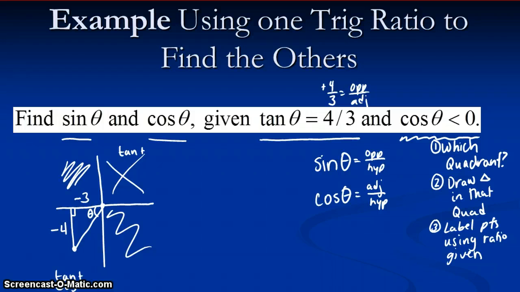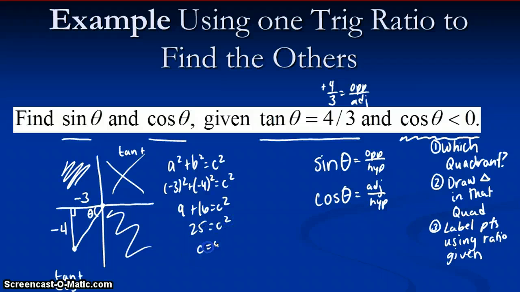Once I know two legs of the right triangle, like we talked about in the previous example, we're going to use the Pythagorean theorem. a squared plus b squared equals c squared, where my legs are -3 squared and -4 squared equals c squared, 9 plus 16 equals c squared, 25 equals c squared, and so c equals 5. Some of you may have been able to do this example without the Pythagorean theorem, and maybe you remembered that there is such a thing as a 3, 4, 5 right triangle. But if in doubt, go ahead and use the Pythagorean theorem.